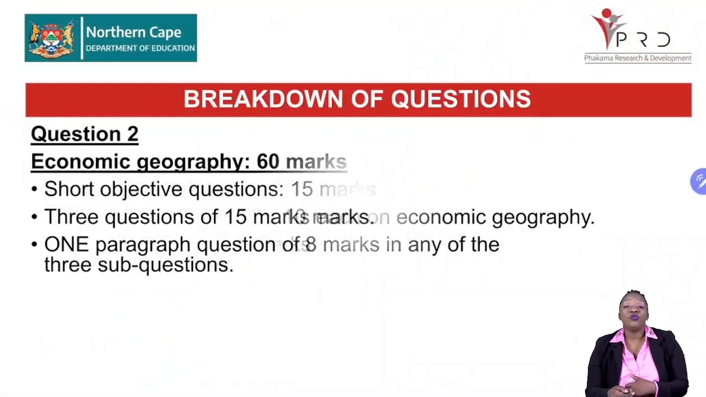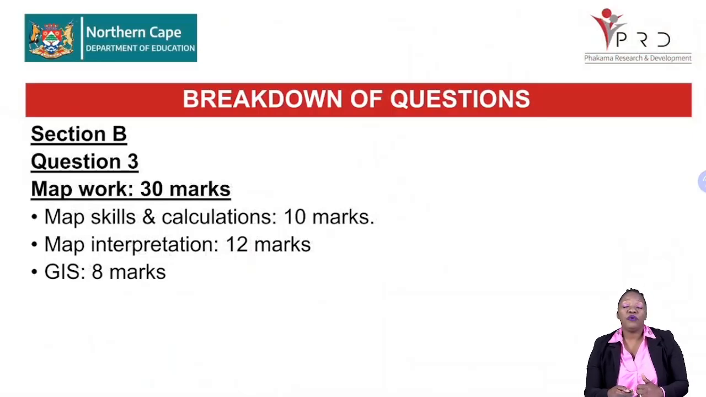And then after that, you will have your section B. Your section B is your question 3, which is your map work questions. Under your map work questions, you will have your map skills as well as your calculation with the marks of 10 marks. And then after that, you will have your map interpretation questions, which is 12 marks. Remember, in your map interpretation questions, it will be based on your settlement geography as well as your economic geography. And then lastly, you will have your GIS. Your GIS, it has 8 marks. Remember, you can be given any GIS application, then you need to apply it.